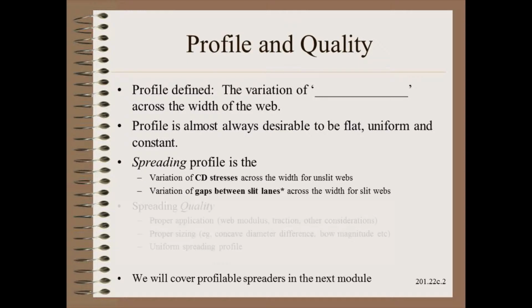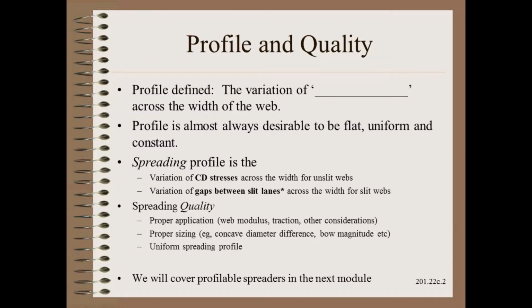We can now define spreading quality as three vital ingredients. The first is the proper application details, such as was discussed in the spreading module of Web 101. The second is proper sizing, also discussed there. Finally, we discuss spreading profile here. It is no exaggeration to say that spreading profile and spreading quality are nearly synonymous, especially for post-slitter spreaders. An exception we will discuss in the next module is those very few spreaders that are profilable.